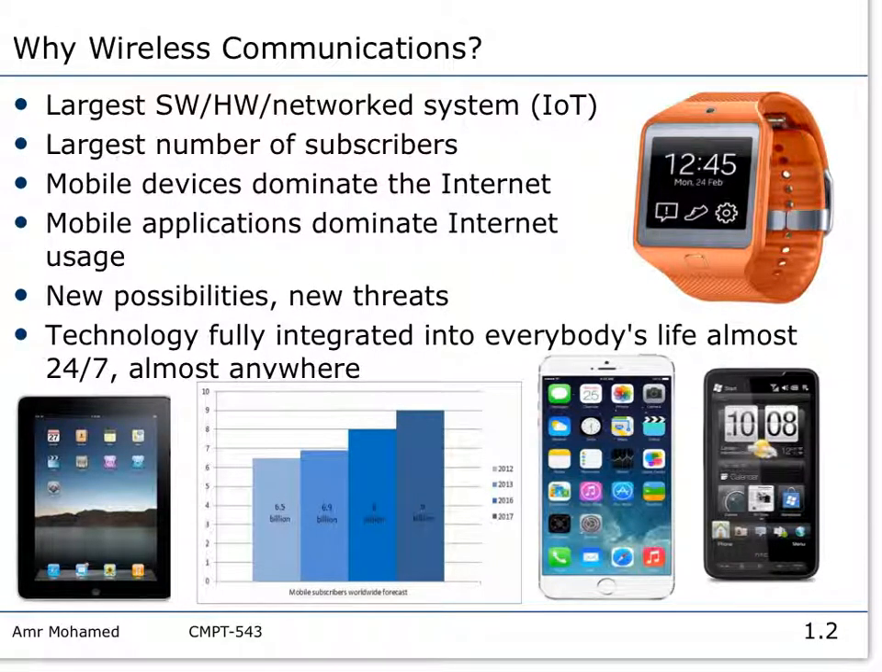So mobile devices dominate the internet. Nowadays, I think we have very few devices that do not have wireless in them. Even our laptops, our tablets, every single device now is equipped with wireless. Why? To facilitate the mobility and portability. That led to the fact that mobile applications have also dominated the internet.